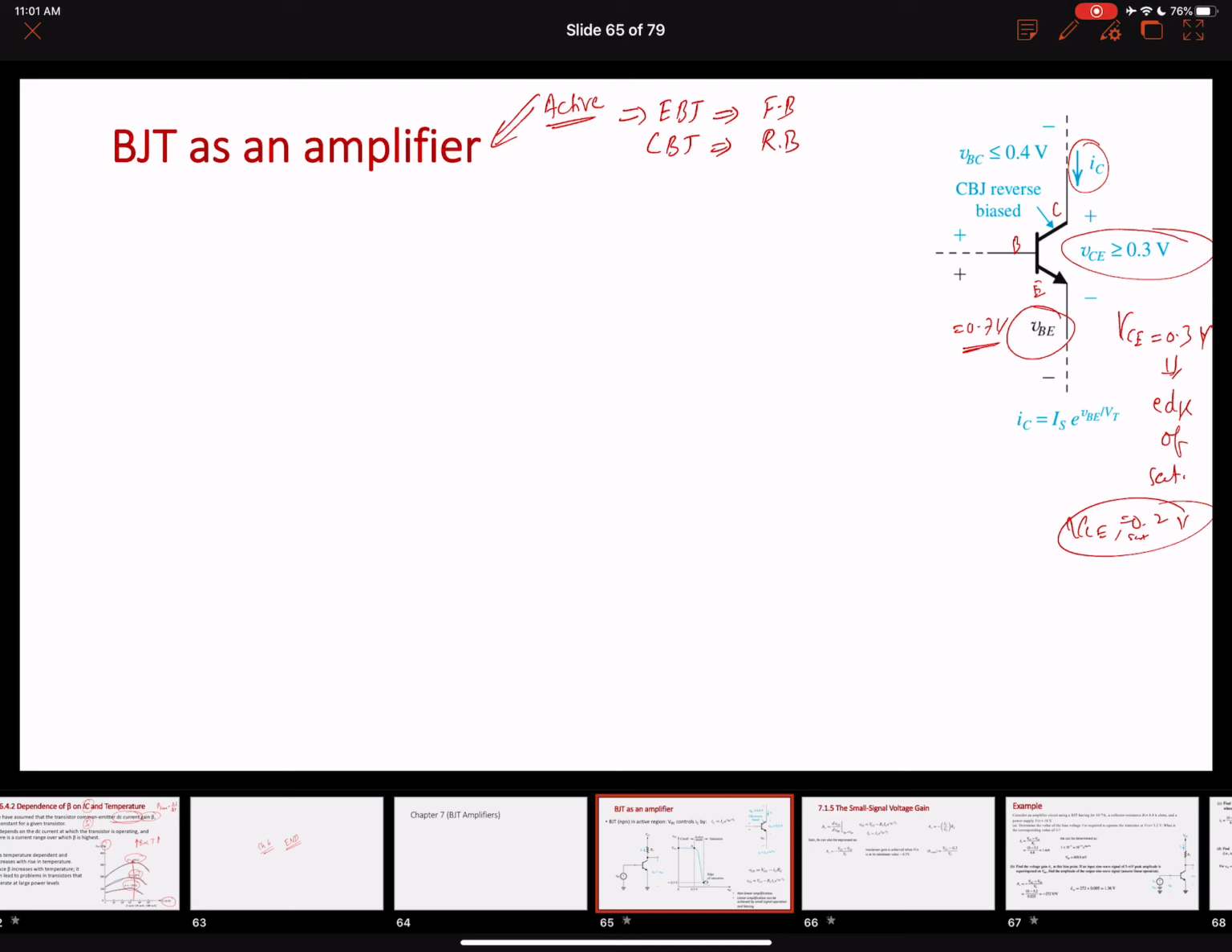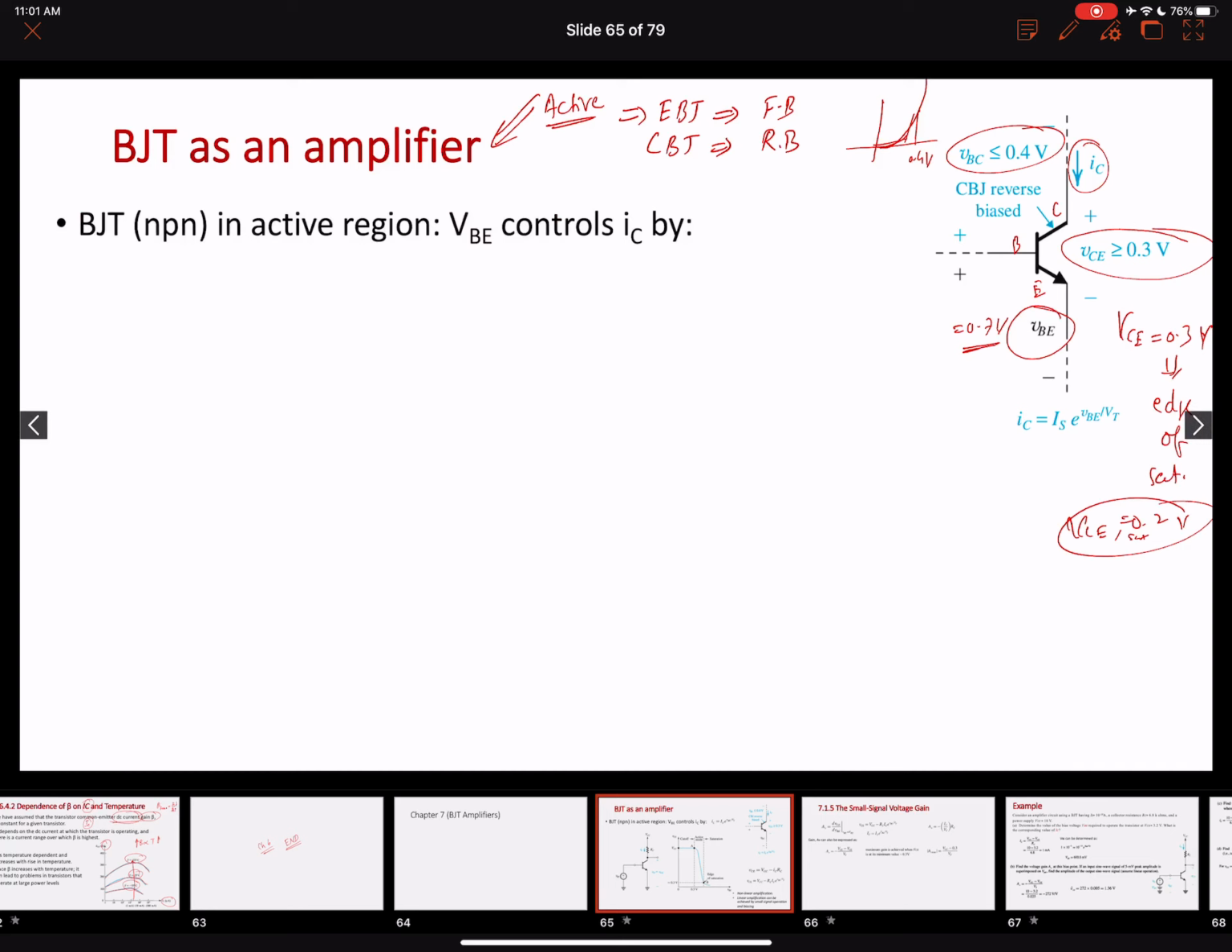Similarly, we want to make sure that the biasing voltage for the collector to base junction is less than 0.4 volts in order to make sure that the junction is reverse biased. We saw that at about 0.4 volts the junction enters the forward bias condition, so whenever it is less than 0.4 volts, it can be considered a reverse bias condition and we can operate this transistor in the active mode.